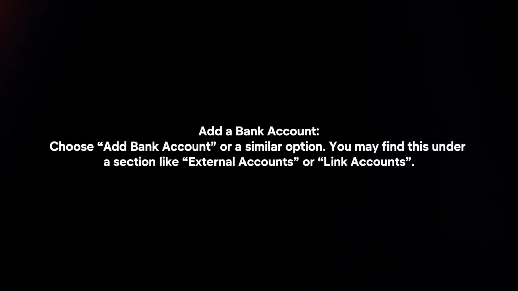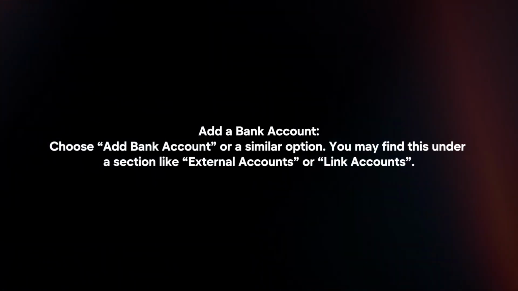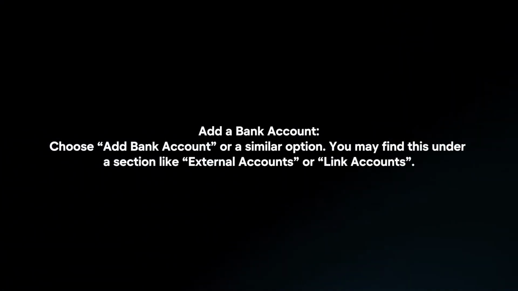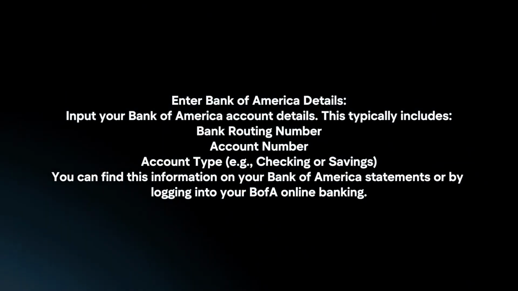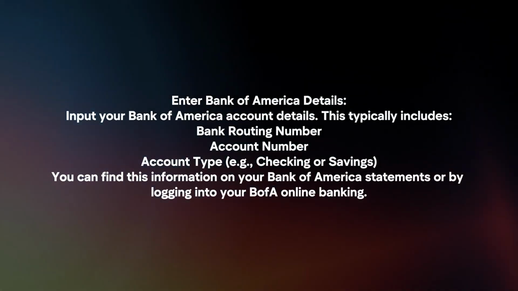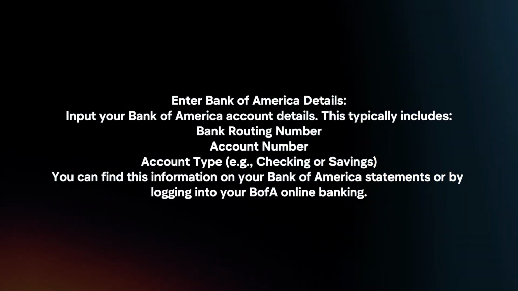Add the bank account. Choose Add Bank Account or a similar option. You may find this under a section like External Accounts or Link Accounts. Enter Bank of America details. Input your Bank of America account details. This typically includes bank routing number, account type.